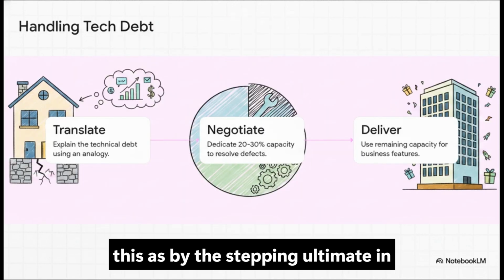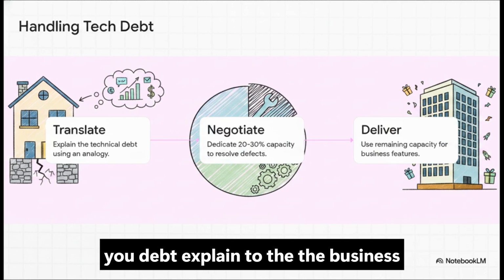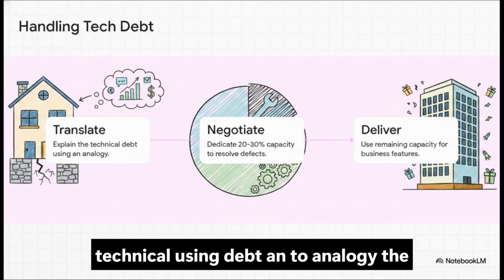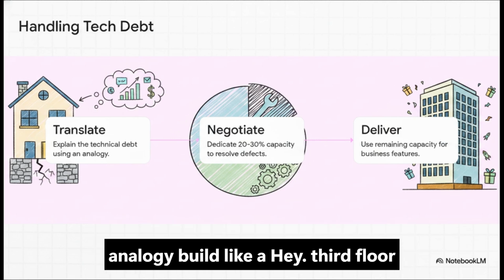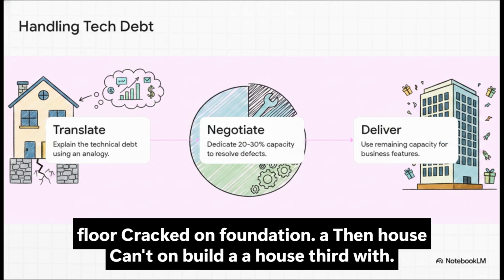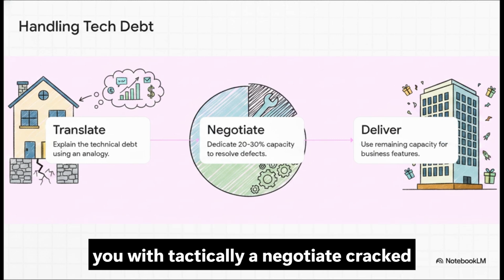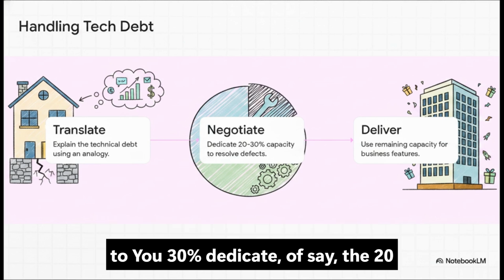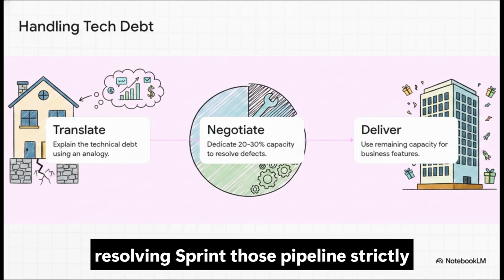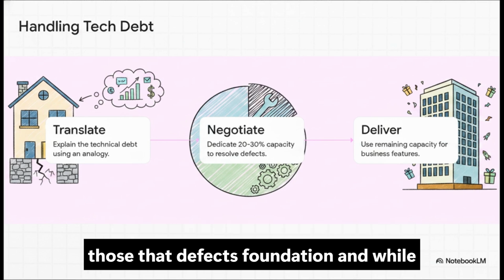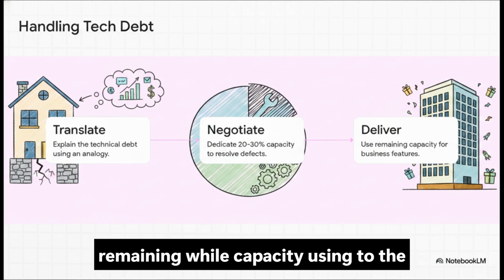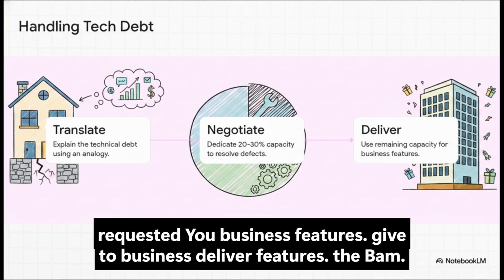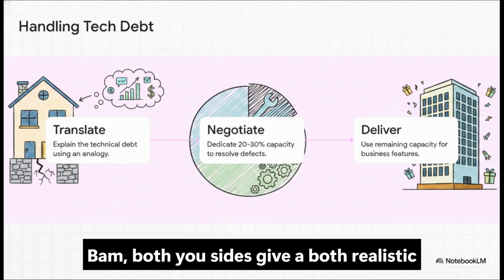You resolve this by stepping in as the ultimate translator. First, you explain the technical debt to the business using an analogy, like, hey, we can't build a third floor on a house with a cracked foundation. Then you tactically negotiate a capacity allocation. You dedicate, say, 20 to 30% of the sprint pipeline strictly to resolving those defects and reinforcing that foundation, while using the remaining capacity to deliver the requested business features. Bam! You give both sides a realistic path forward.